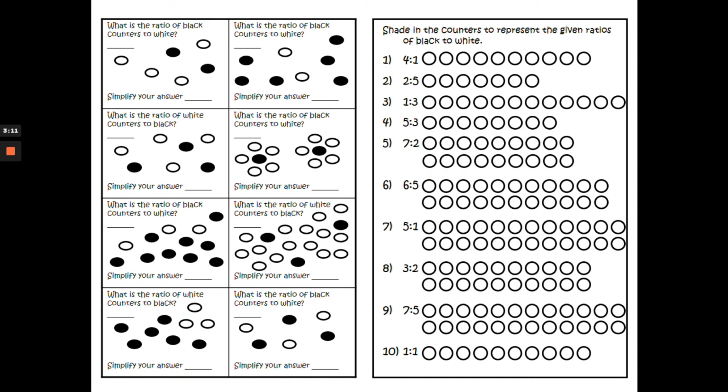On the right hand side there is another worksheet, and all I want you to do is shade in the circles to represent the given ratio of black to white. So for question 1 it's 4 to 1. So the first 4 counters you would shade in black, then you'd leave 1 white. After that you also have some more counters, so you could do the same again. So the next 4 could be coloured in black, and you could leave the very last one white. Or you can put them all together, so you could put 8 black and 2 white.